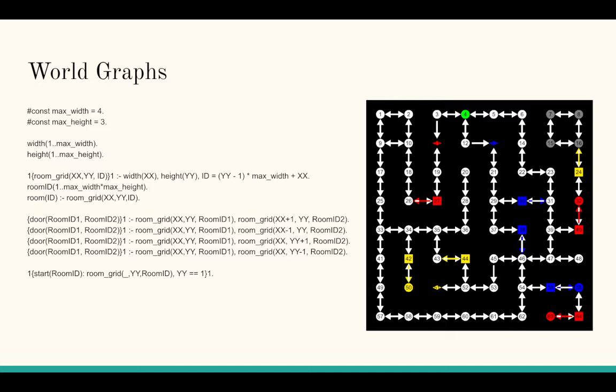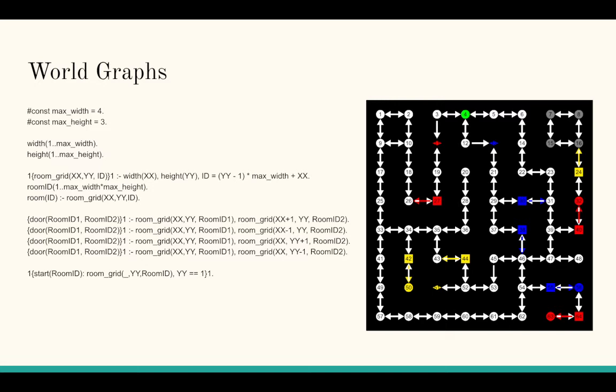In this case it was 8 and 8. And then this next line sets up the grid. So I have a room grid with X, Y, and an ID. So it's an X coordinate, a Y coordinate, and then a room ID. And the room ID, right here, is actually a calculation. This calculates what the room ID would be based on this X and Y coordinate.